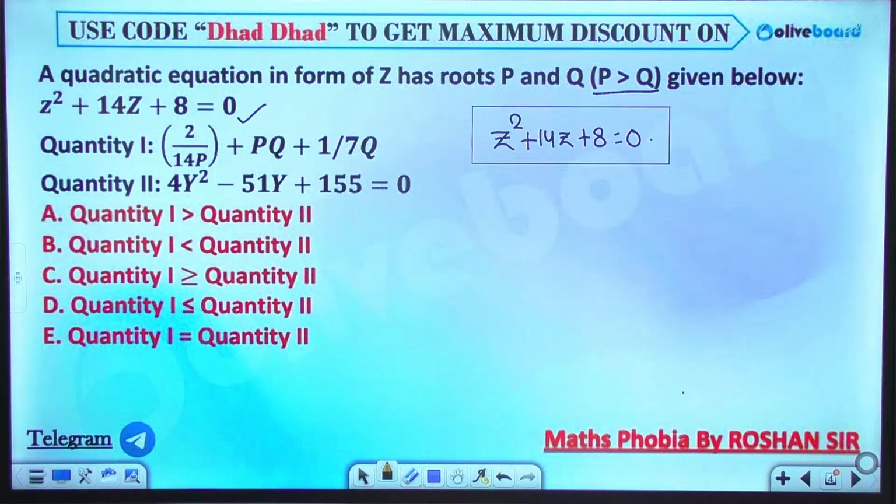Let's see who is doing this, who is solving it first. This is a previous year question, it's not like that I'm taking a question of my own. So this is a previous year question.